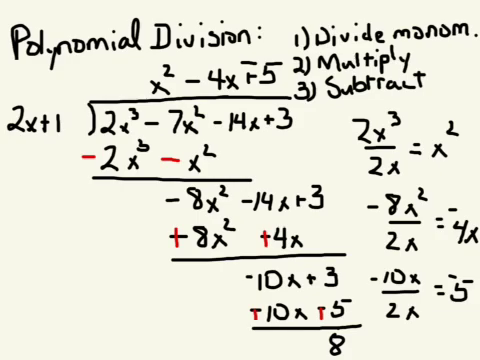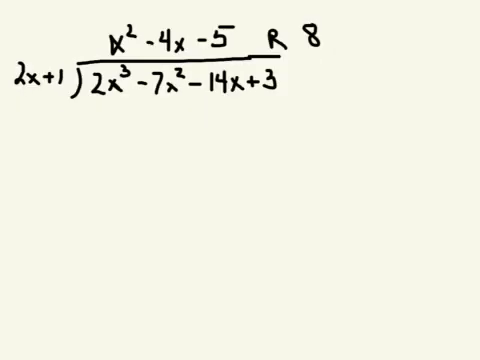My remainder is 8. Alright, so let's take a look at what that means. If we compare the division problem for our polynomials to our integers, then what we learn is if I take our divisor, 2x plus 1, we multiply it by our quotient, the answer, x squared minus 4x minus 5.